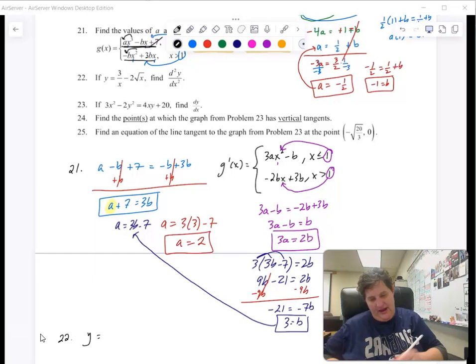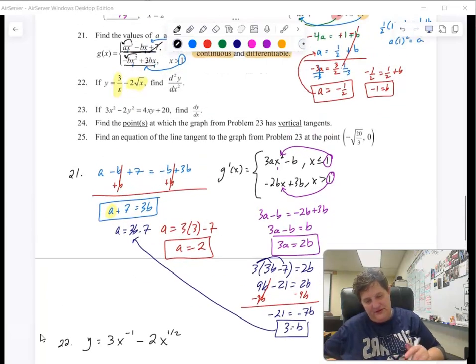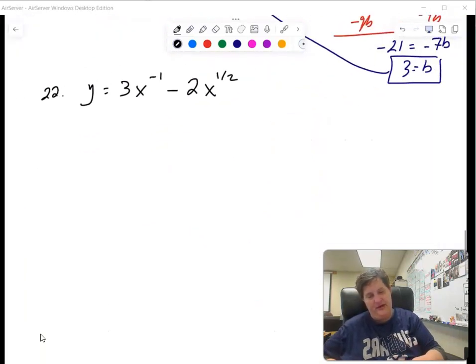22 is y is 3 over x. Now, guys, just for ease of taking derivatives, I'm going to write that as 3x to the negative 1. And then 2 square root x, I'm going to write that as 2x to the 1/2. And it wants me to find the second derivative. Okay, here we go.